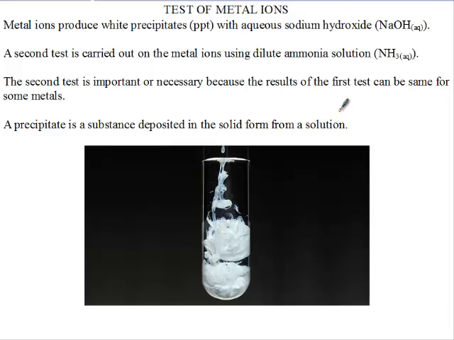Now, what is a precipitate or a PPT? A precipitate is a substance deposited in the solid form from a solution. So here, the solution exists in this color. Once you put drops of aqueous sodium hydroxide in there, they are going to form solid components that are going to settle at the bottom. So these are what we call precipitates.